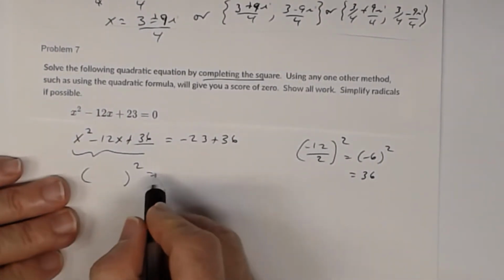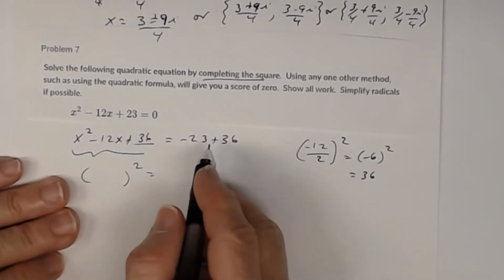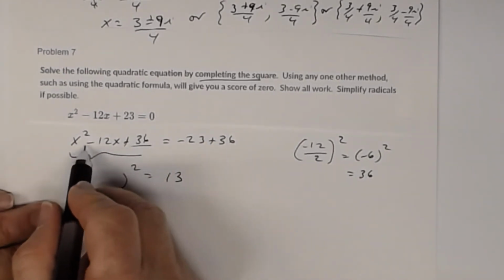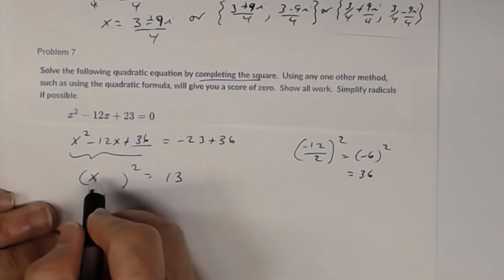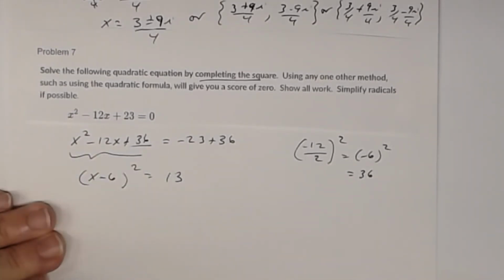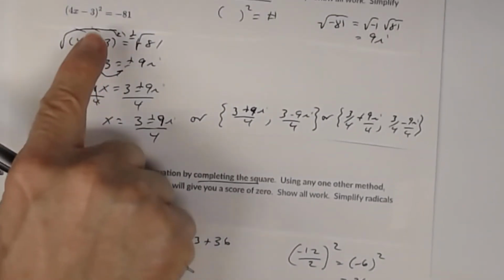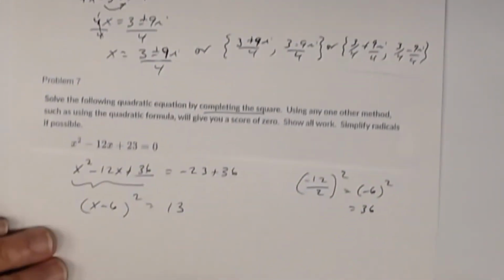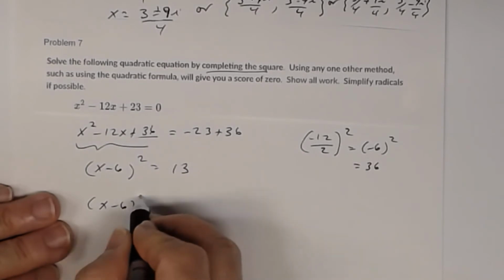And so over here, negative 23 plus 36 is 13. And over here, when you factor this, that's going to be x minus 6 squared. So x minus 6 times x minus 6 is this trinomial. And now we're going to use what we did here. So we're going to use the square root property. So we go ahead and rewrite this over.